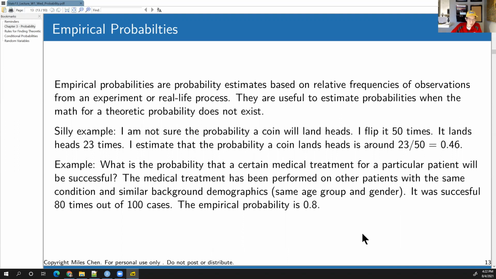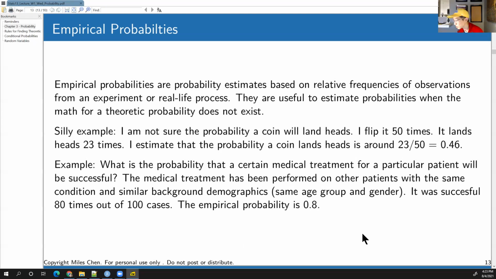Now, that's silly to do for a coin flip, but this is pretty much how we have to estimate probabilities for any kind of medical treatment, right? How effective is the coronavirus vaccine? You can't look at the materials that go into the vaccine and just say, oh, mathematically, this is the answer. We don't have that, right? So what happens is you give it to a whole bunch of people, and then you look at the results, and based on the results, you get an estimate, right?